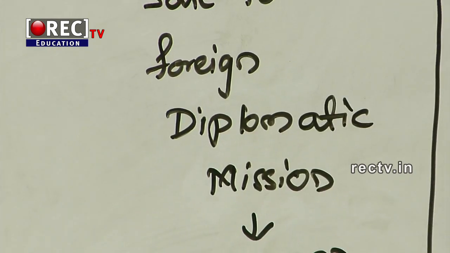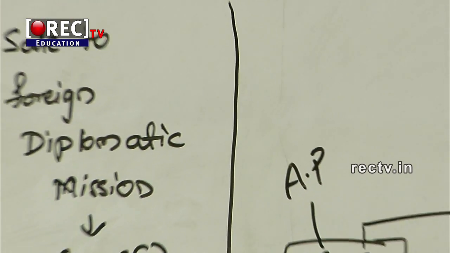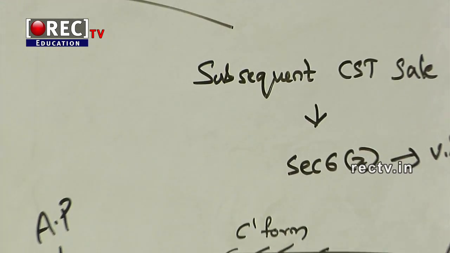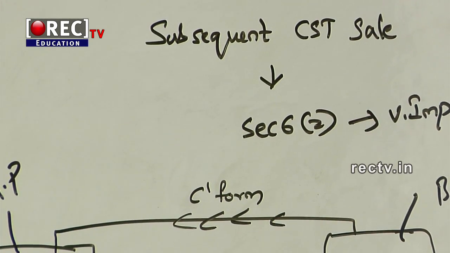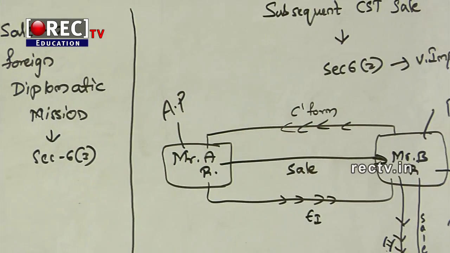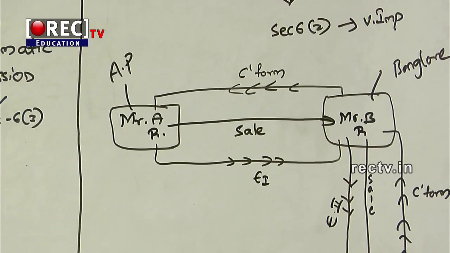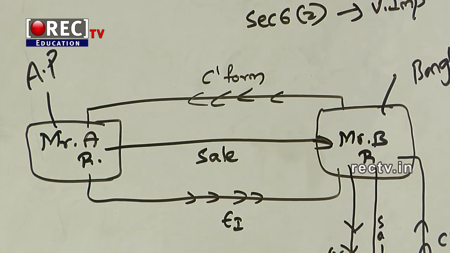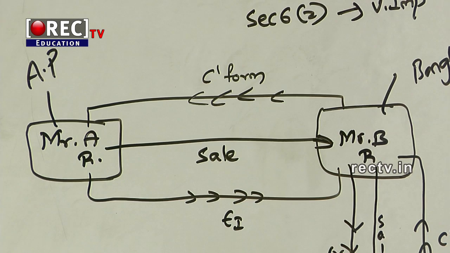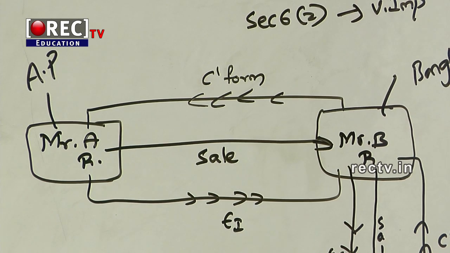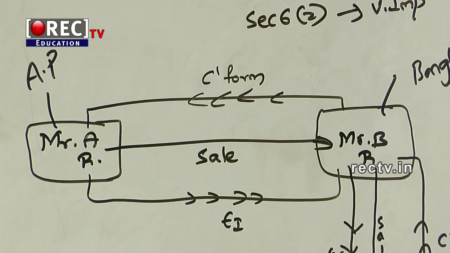And last, the fourth case where there is no levy of CST, the subsequent CST sale, that is section 6 subsection 2. It is also an important topic. Now let us consider an example so we can clearly understand. Here Mr. A sold goods to Mr. B, and Mr. B gave a C form to Mr. A. The C form is a proof that the sale is made to a registered dealer, so the C form should be obtained.